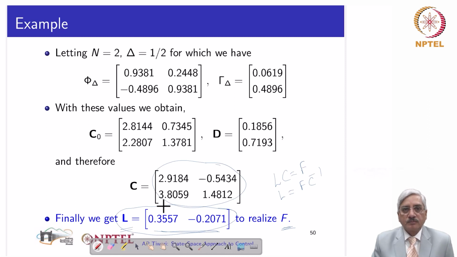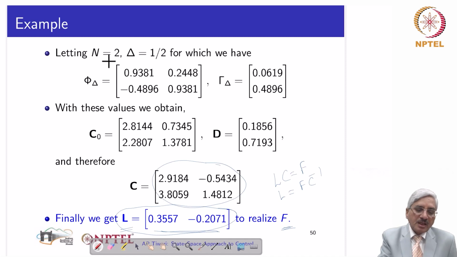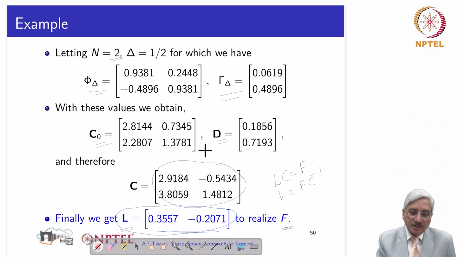We can do several other examples, but this essentially brings out how one designs a fast output sampling controller. Of course, we could have chosen a different N, larger N, 3 or 4. Accordingly, we have to calculate phi delta, gamma delta, C0, D, and then C, and again solve for L. In that case, we will have to choose a few elements of L freely or based on some other considerations, because there will be fewer equations than the number of unknowns. That gives a little design freedom.